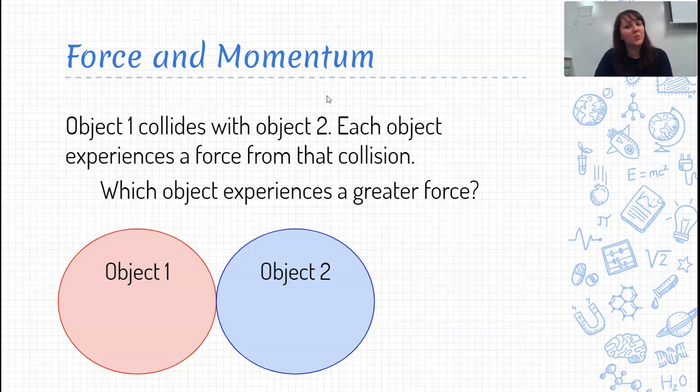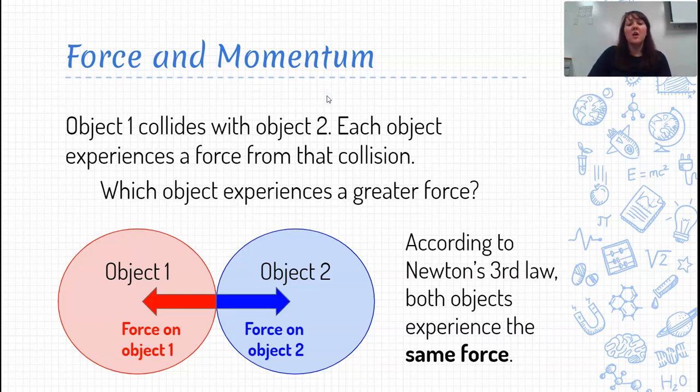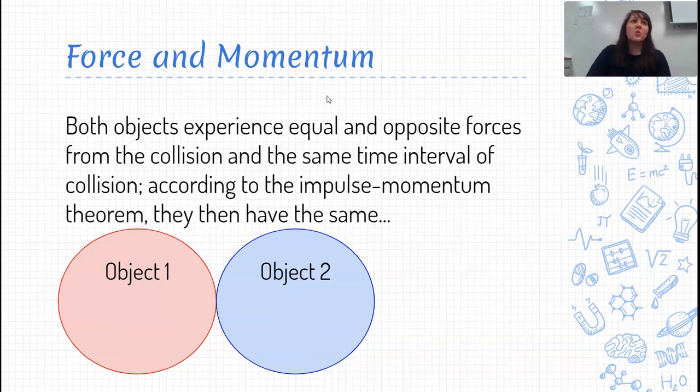Well, thanks to Newton's third law, we know that both objects have to experience the exact same force. Forces always come in equal and opposite pairs. So when these two objects collide with each other, object 1 is going to experience a force to the left from that collision. Object 2 is going to experience a force to the right, but those forces are equal in magnitude. They're equal in size.